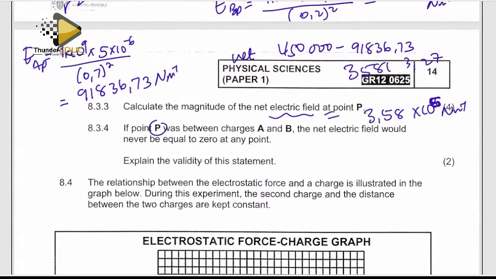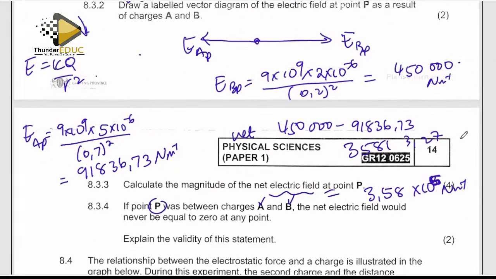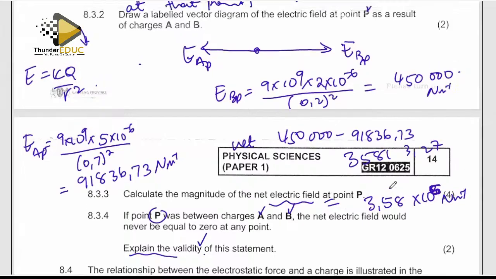All right, then 8.3.4. If point P was now put between A and B, the net electric field would never be equal to 0 at any point. Can we explain the validity?